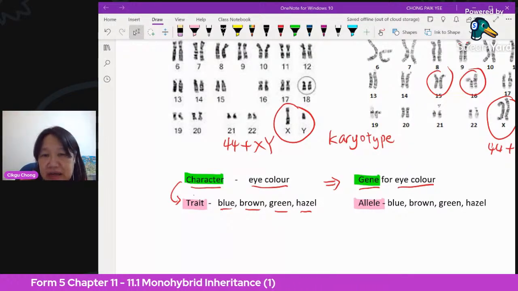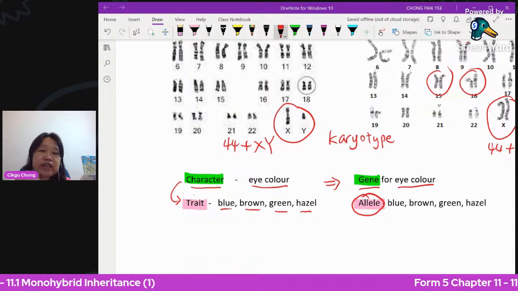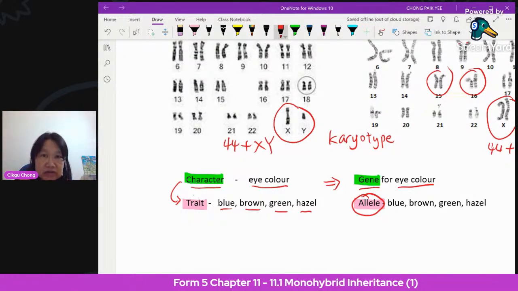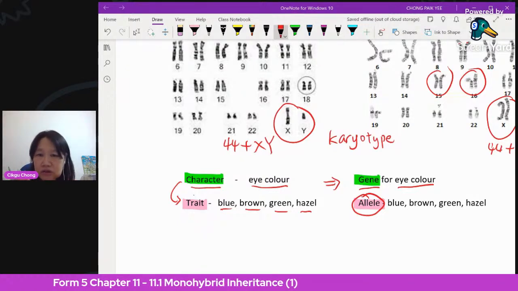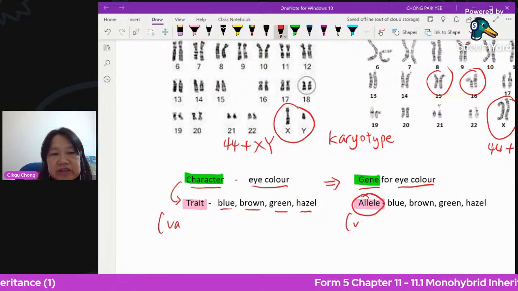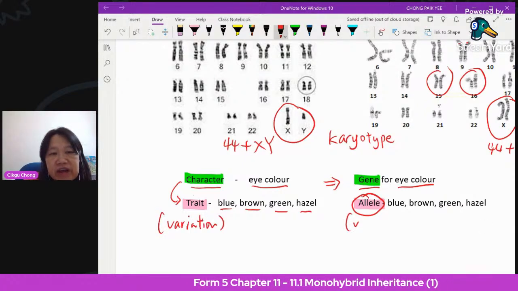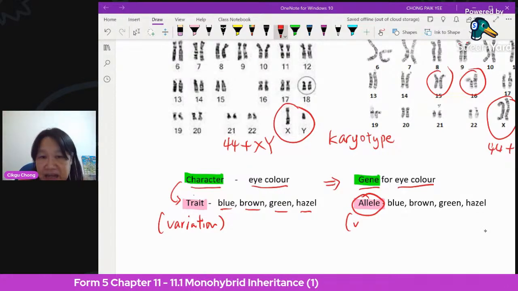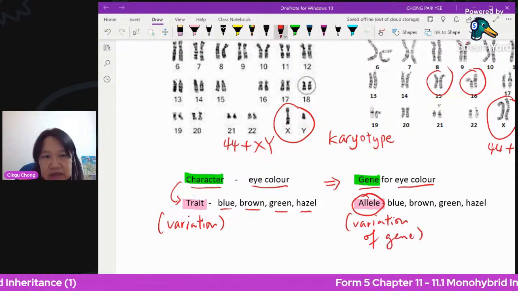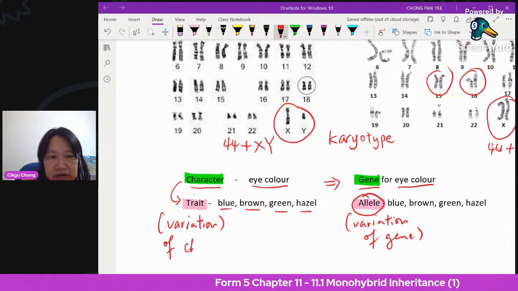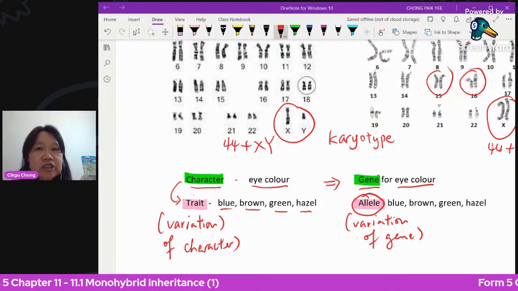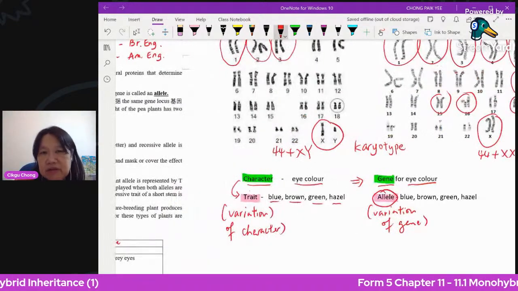This is called the allele. Allele is the variation of the gene. So for the gene for eye color, there are different types: either the blue allele or the brown one, or the green or the hazel. So allele is the variation of the gene, just like the trait is the variation of the character. Okay, do you understand this? Variation of trait is variation of character, whereas allele is the variation of the gene. Okay, now let's look at some more explanation.